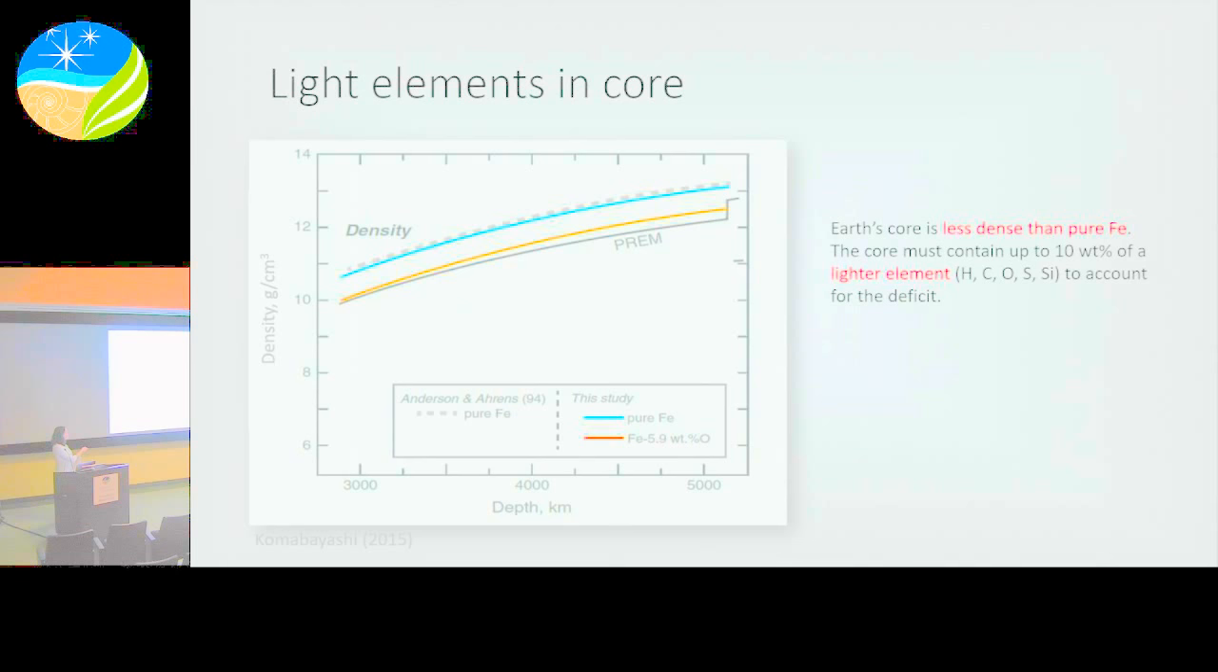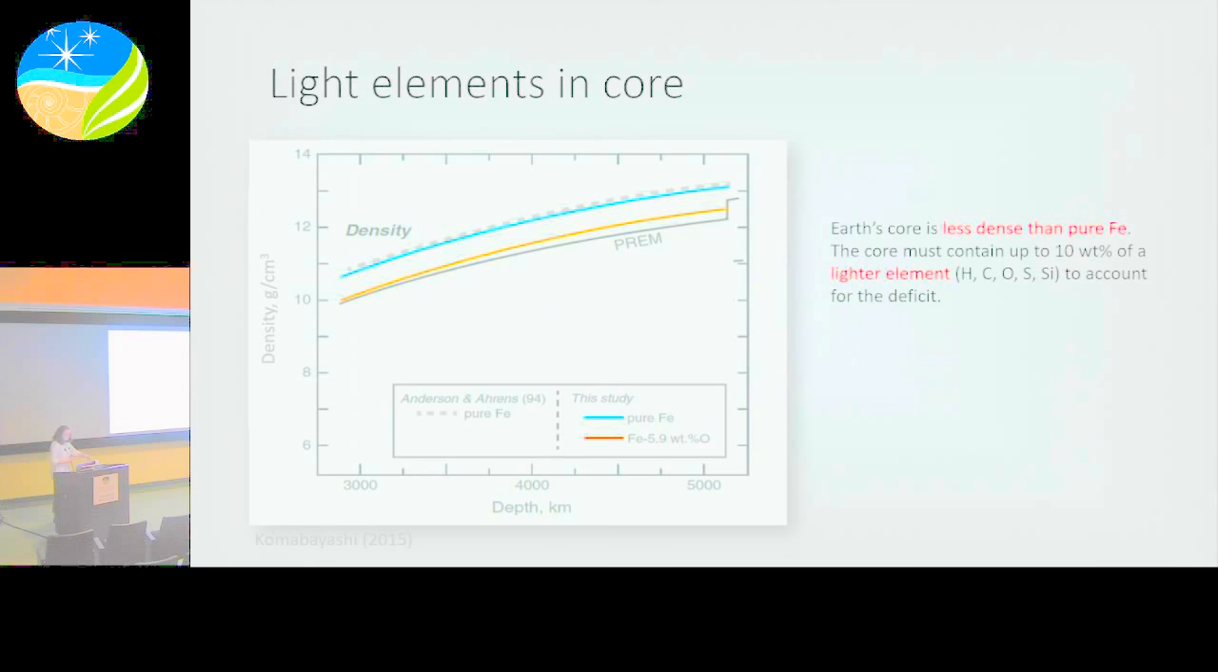And the usual suspects that are assumed for this are hydrogen, carbon, oxygen, sulfur, and silicon to account for this deficit. Now, sulfur was probably the favorite for a long time, but sulfur is not really abundant enough in the Earth to make up this entire deficit. And so in the more recent literature, oxygen and silicon have really become the leading contenders for this light element.